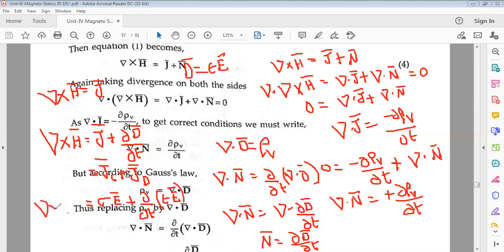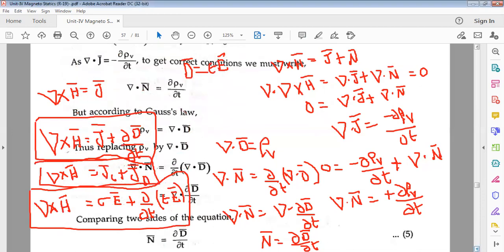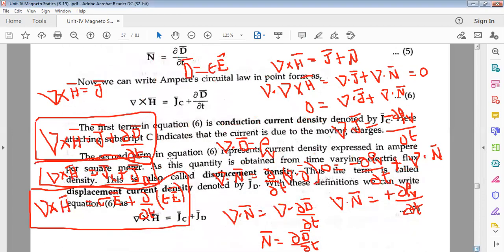Now del cross H bar can also be written in terms of E bar. Del cross H bar is equal to J bar plus dou D bar by dou T, or otherwise we can call it del cross H bar is equal to JC plus JD. Right, my students? JC plus JD. You see here. Now del cross H bar is equal to JC plus dou D bar by dou T.